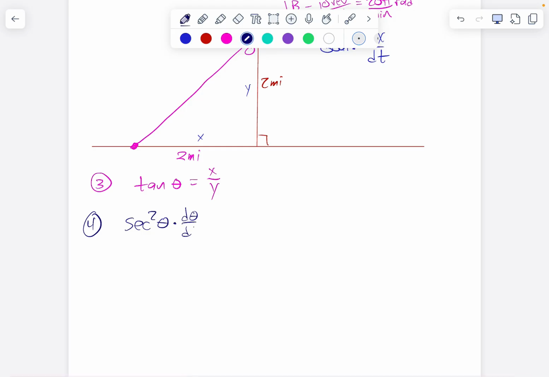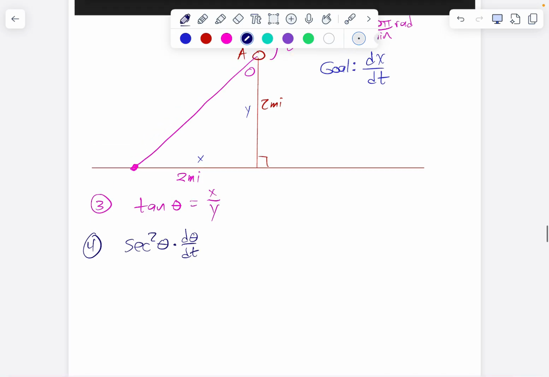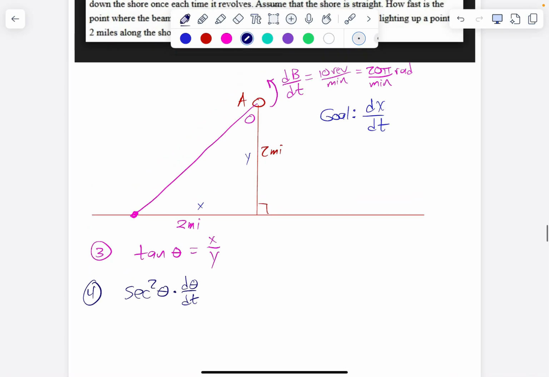So d theta dt. When you do your equation, you start seeing pieces that you're told. That's a good sign. By the way, I'm going to change this from d beacon to theta since we named the angle theta. So d theta dt. I see that I have that piece as part of my derivative, and I was given that piece. That's kind of a check on your work. All right, how about this other side? Both of these are being differentiated with respect to time.